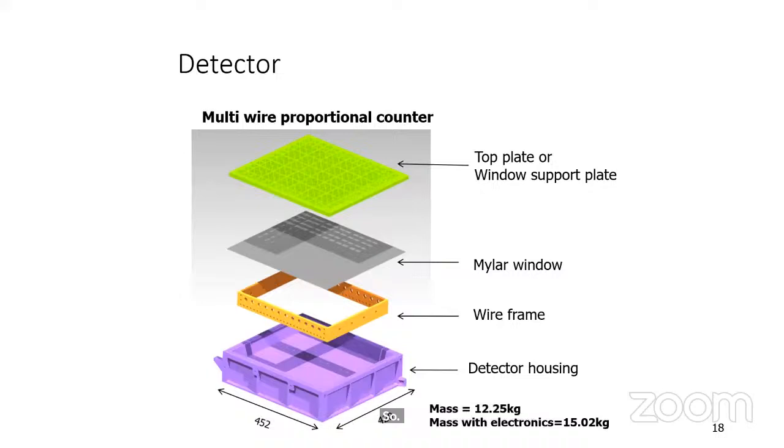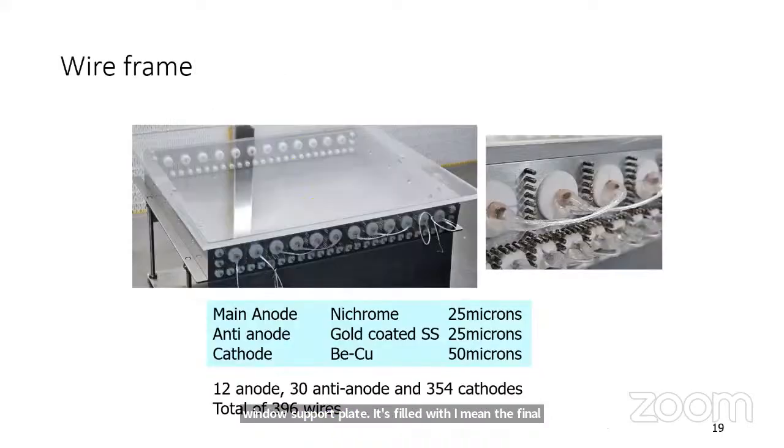So this is the exploded view of the detector. There is a detector housing at the bottom, and above that there is a wireframe, and there is a mylar window, and the top plate or the window support plate. The final assembly will be filled with xenon. So this is the wireframe, and you see here there is a main anode of 25 microns thick nichrome wires, and anti-anodes are used. That's 25 micron gold coated SS. Cathode is 50 microns beryllium copper.